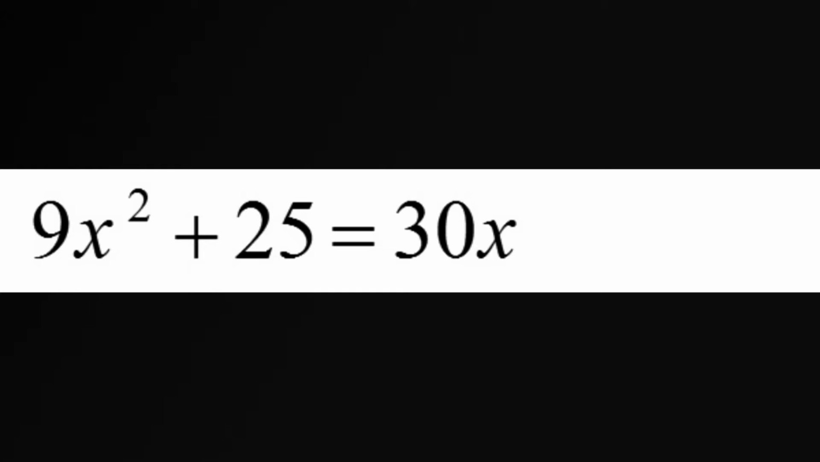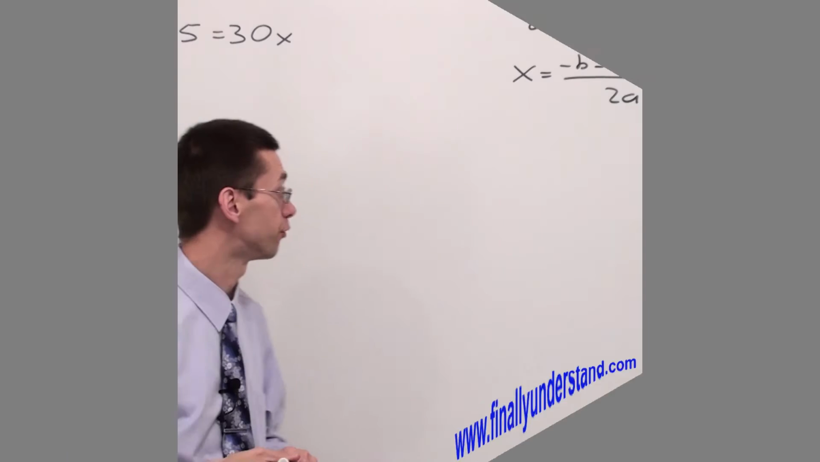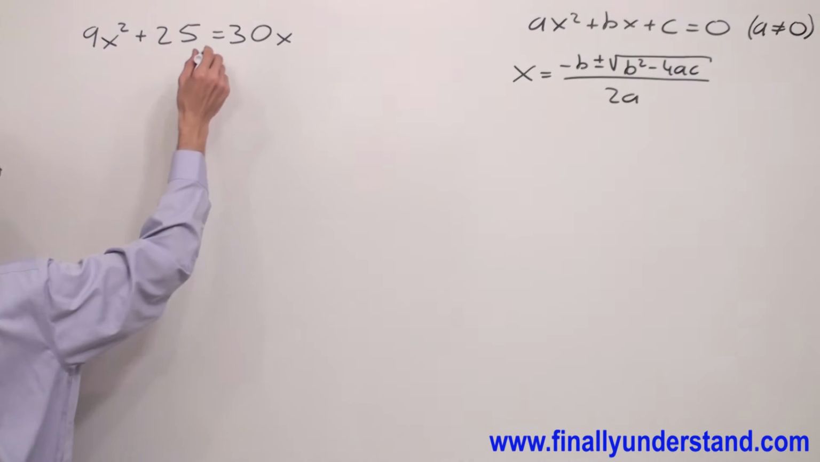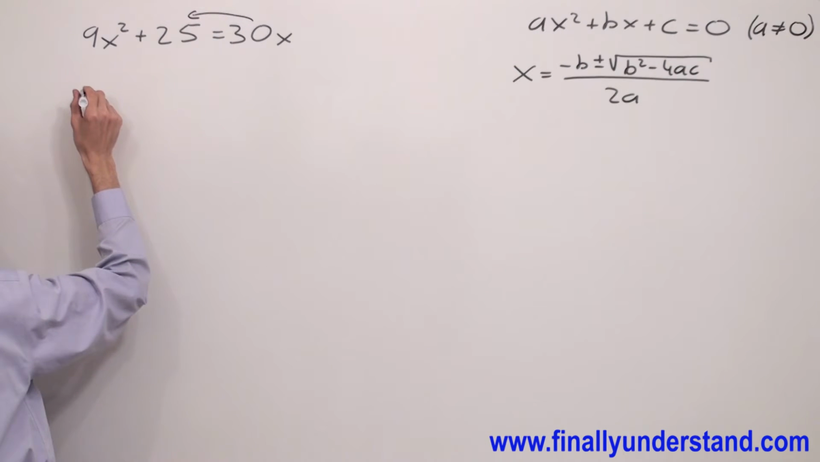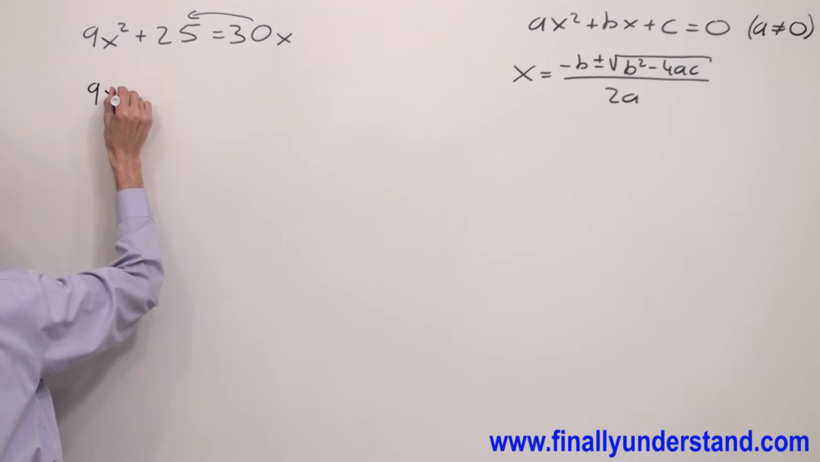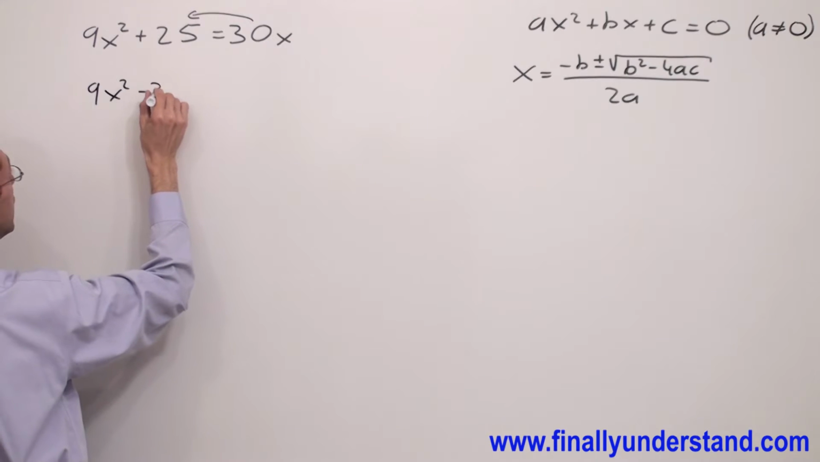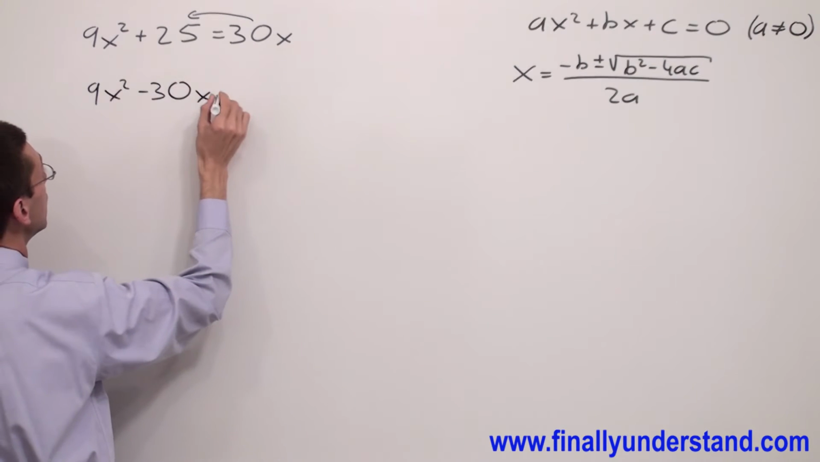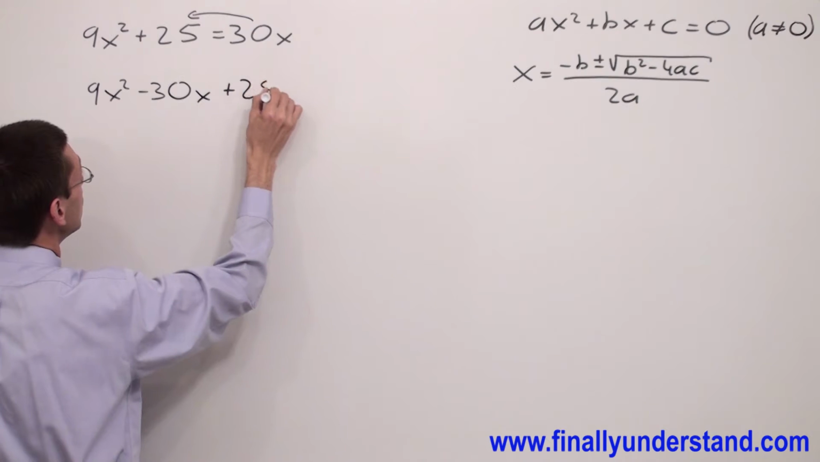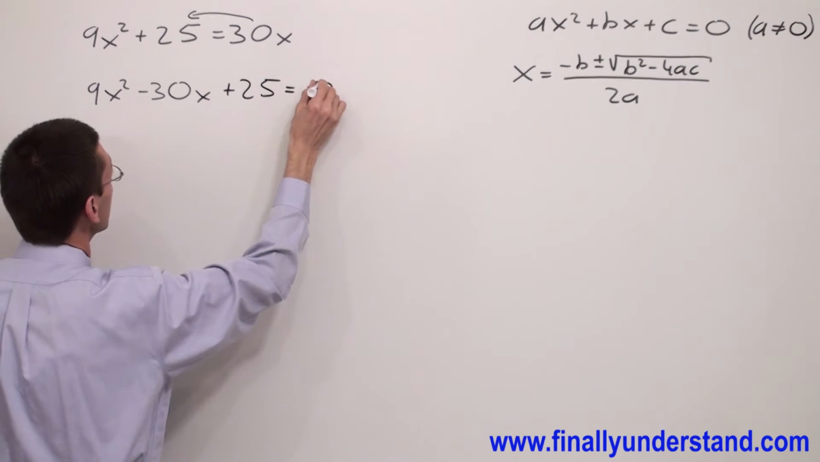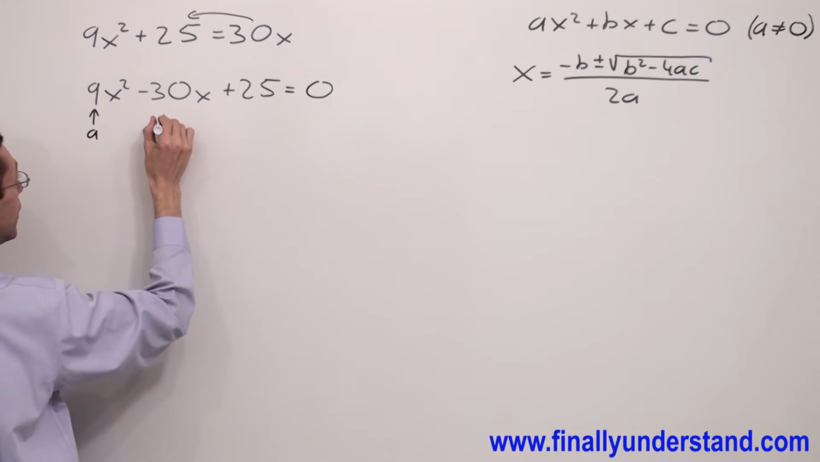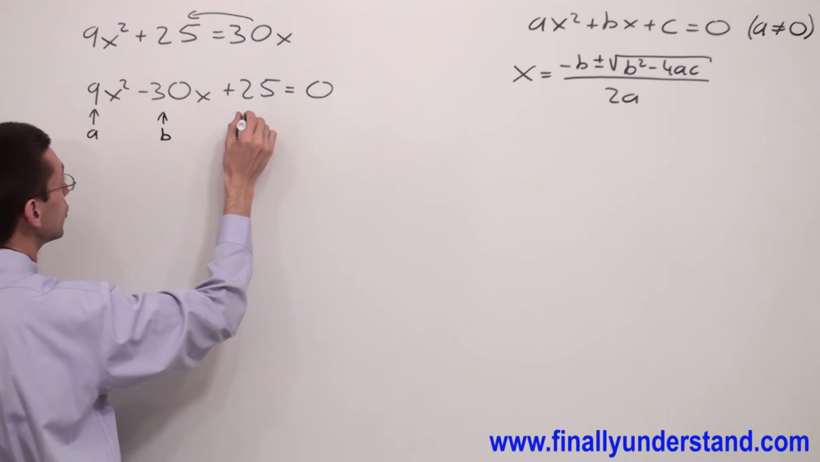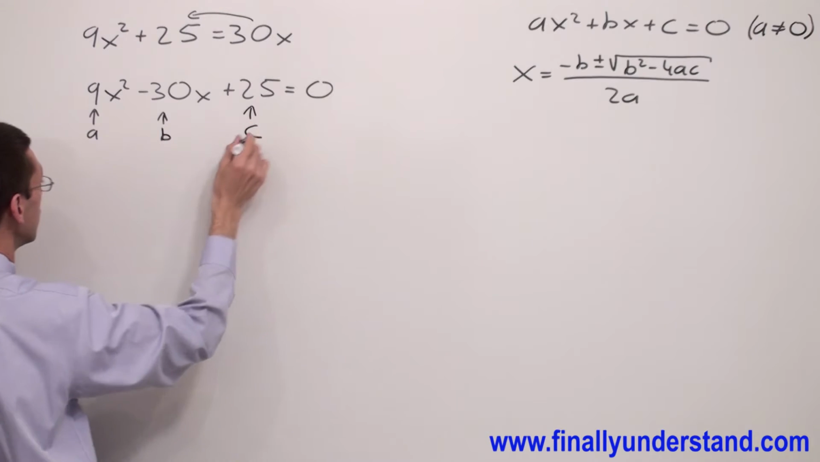Let's take a look at this example. Again, we're supposed to organize the equation first. We have to move 30x to the left side of the equal sign. So I'm going to have 9x squared minus 30x plus 25 is equal to 0. This is my A, negative 30 is my B, positive 25 is my C.